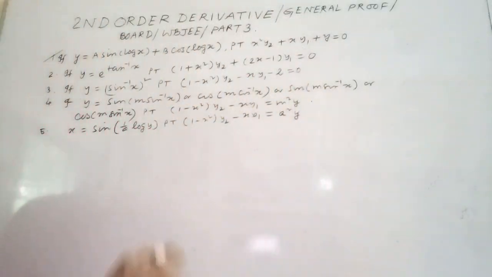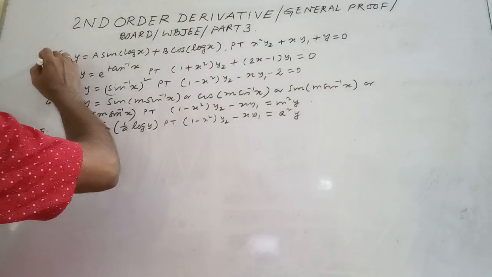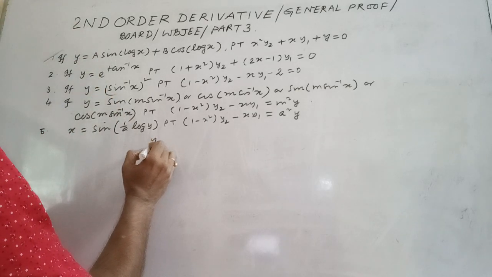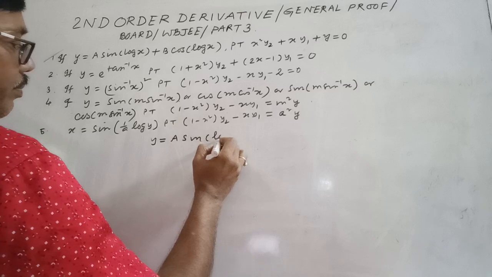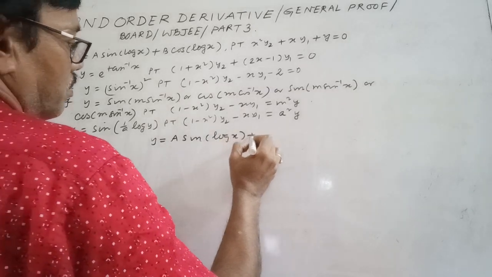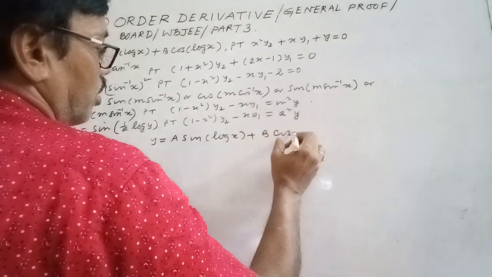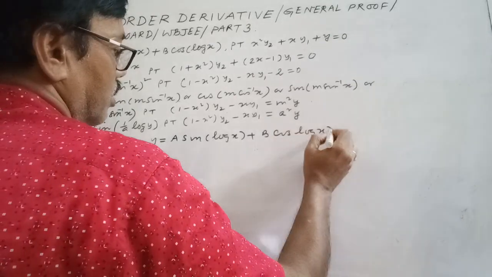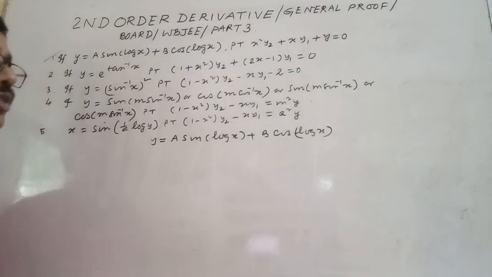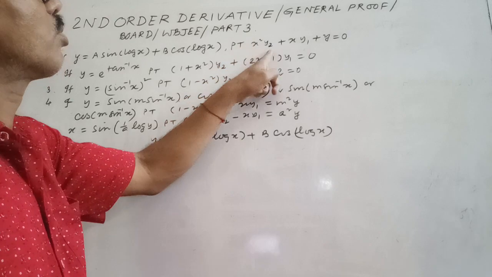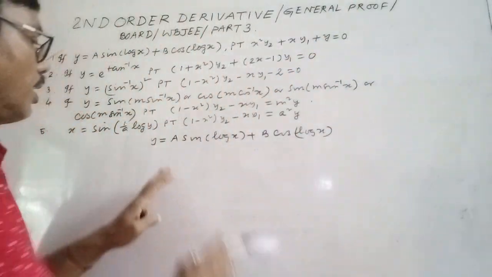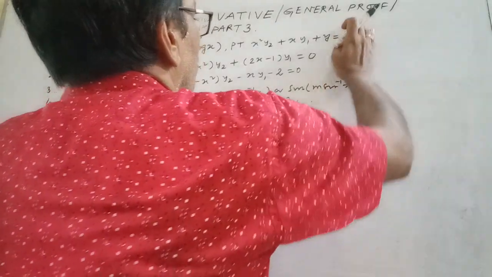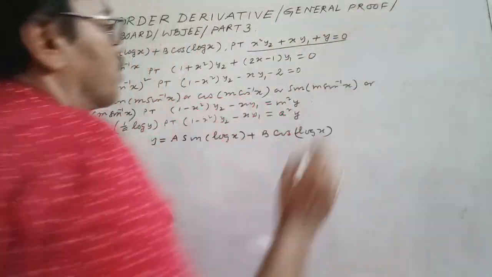For example, problem number 1: y equals a sin log x plus b cos log x. Call this relation 1. You have to prove x square y2 plus x y1 plus y equals 0. An expression is given, you have to prove another expression.